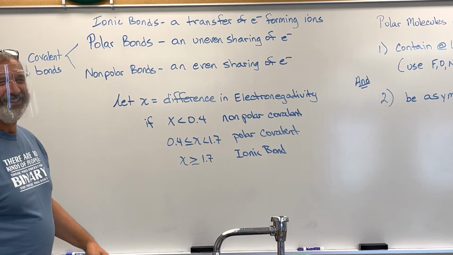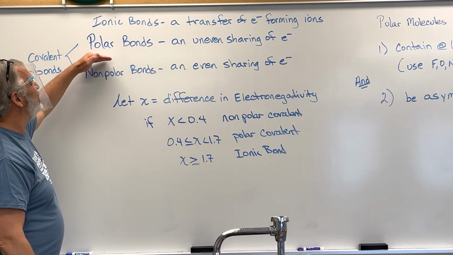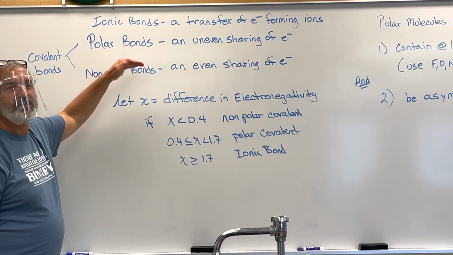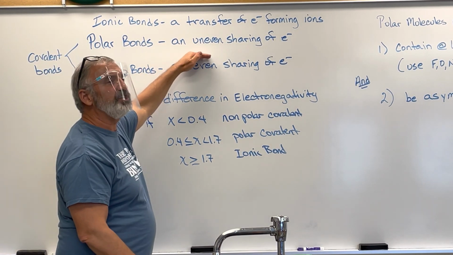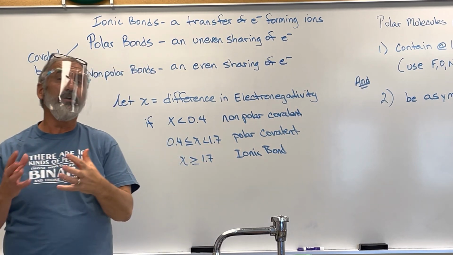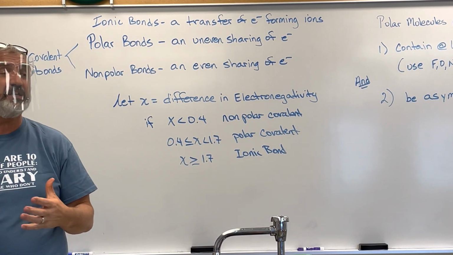All right, so when we're talking about a polar bond, that's one that's going to have a positive and a negative end. It's going to be the result of an uneven sharing of electrons. We're talking about covalent bonding, which is supposed to be the sharing of electrons, but it's not always shared evenly.